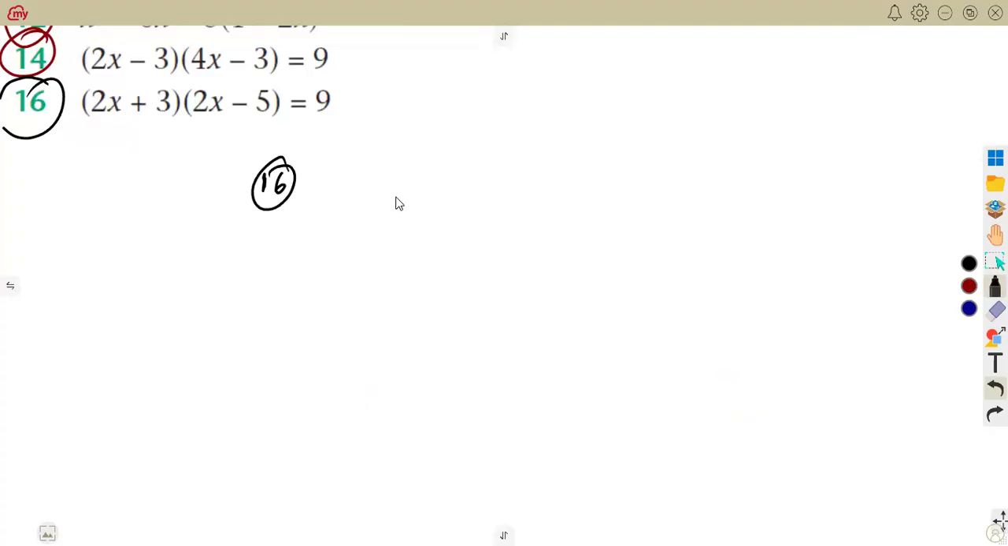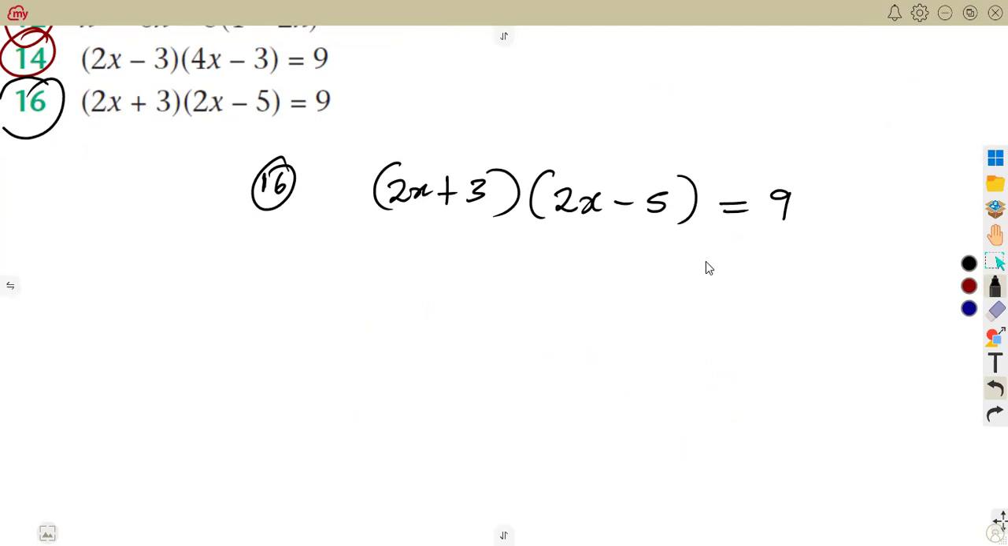Number 16, also similar to what we had. This is 2x plus 3 into 2x minus 5 into 2x minus 5, which is equal to 9.